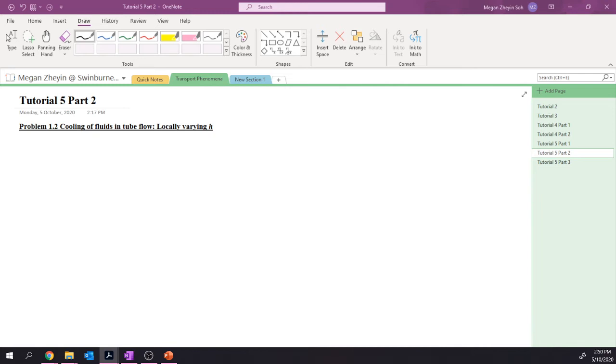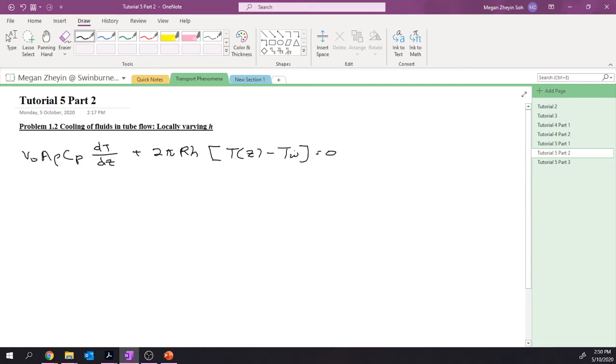In this case, the energy conservation law for Model 1 plug flow leads to VOA rho Cp dT/dz plus 2 pi R h multiplied by (T(z) minus Tw) equals 0. In the previous problem, we assumed that h is constant, but in this problem, h is related to this equation instead.